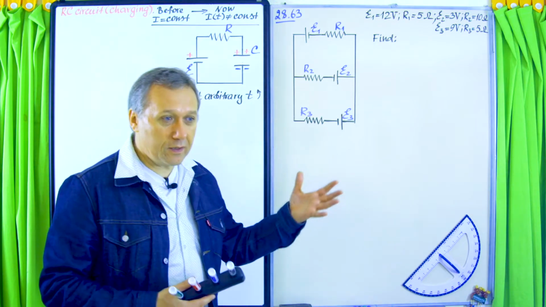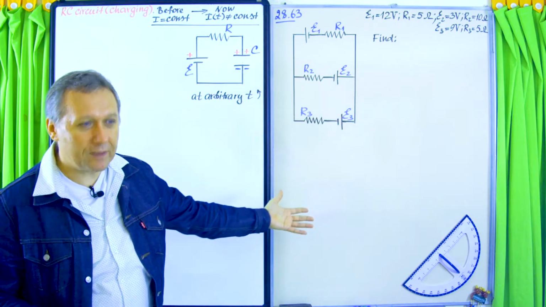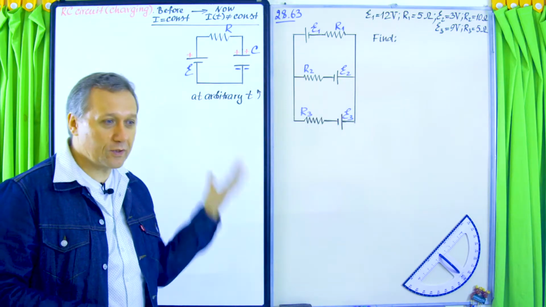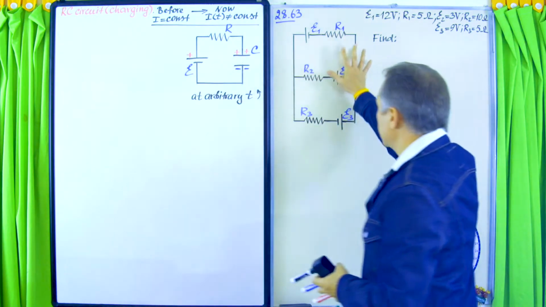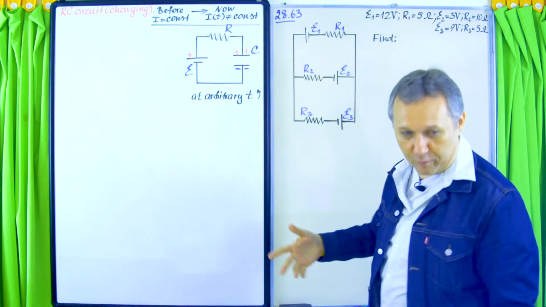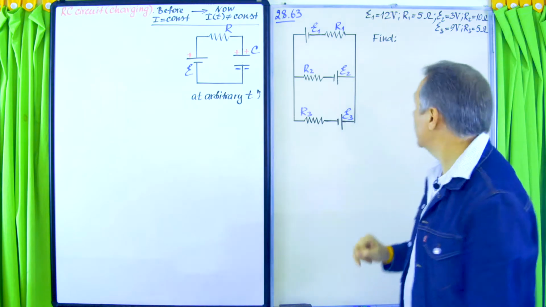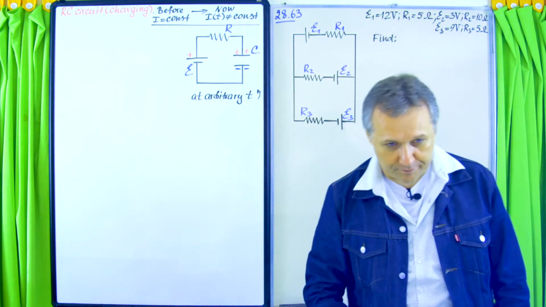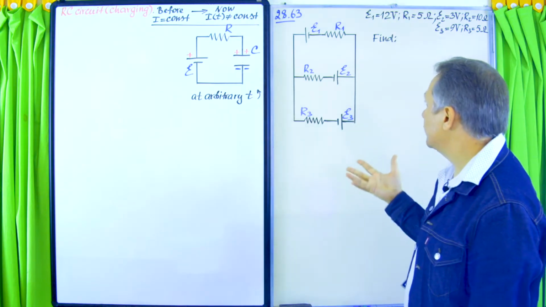So again, a two-loop circuit, reasonably complicated, and we need to analyze it. Again, what does analyzing mean? What is given? First of all, these parameters are given. We have three batteries, EMF 1, EMF 2, and EMF 3, and you see the values. The resistors are also given. So we need to analyze it.